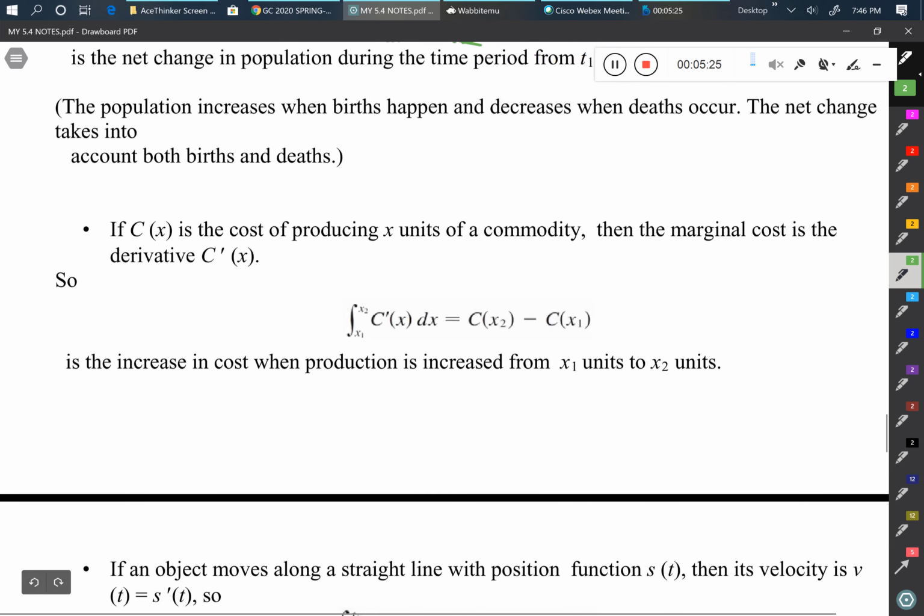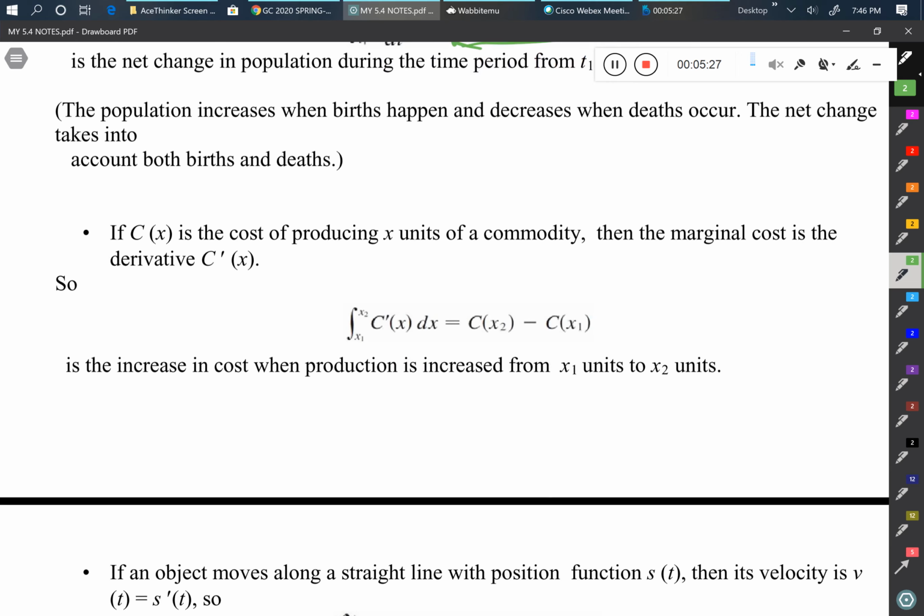Right? There's a weird one that shows up in economics. Economics is its own beast. They use this word marginal all the time. Marginal always means derivative. I don't know why. That's just how economics works. So if you see marginal cost, that means the derivative of the cost function. If you see marginal profit, that means the derivative of the profit function. If you see marginal revenue, they're talking about the derivative of the revenue function.